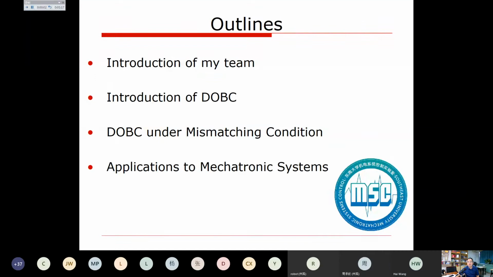So here's the outline. First, I will give a brief introduction of my group, the MSC lab. Then I will give a basic introduction of disturbance observer-based control. That's the main control approach we have successfully used in many industrial projects, and I believe it's efficient and it will work well if you trust it and try it. So I will give a brief introduction of the principle and the motivation why we need to use DOBC. Then I will introduce some recent results, that's DOBC under mismatching condition. Also, I will show some industrial application or experimental verification results for the mentioned method.